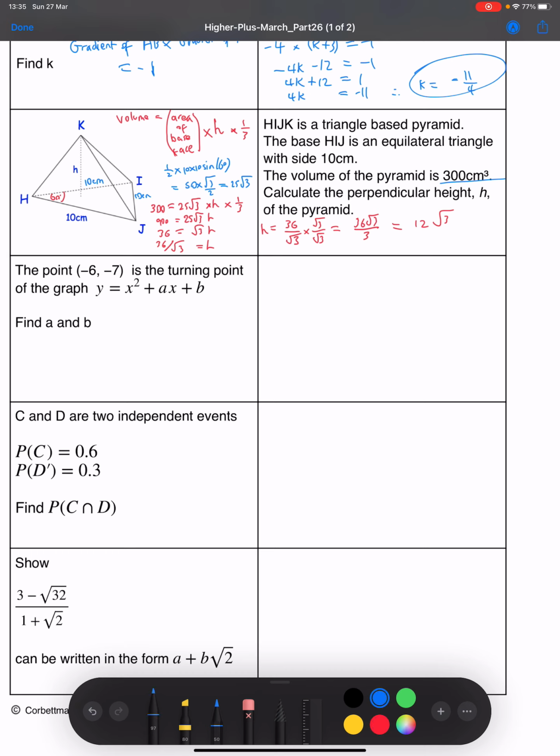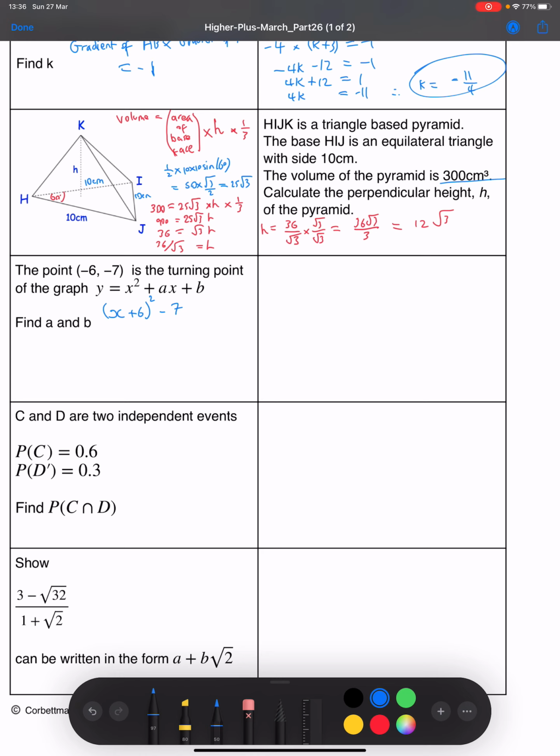Okay, next question. We have the point (-6, -7) as the turning point of the graph y equals x squared plus ax plus b, and we want to find a and b. Well, if (-6, -7) is the turning point, then we can use the completed square form. If we were completing the square to work out the turning point, we'd reverse engineer it: if -6 is the x coordinate, it must have been x plus 6 all squared, because -6 is the value of x that would make this bit equal to 0. Then the y coordinate is just the number on the outside, like that.